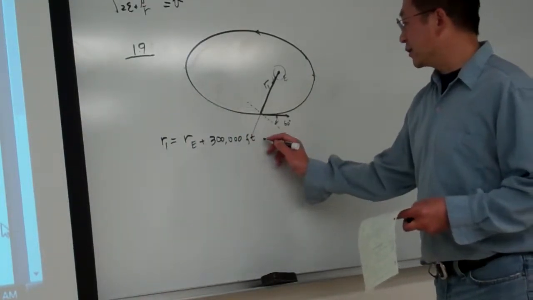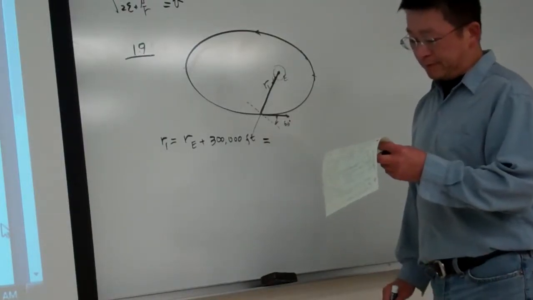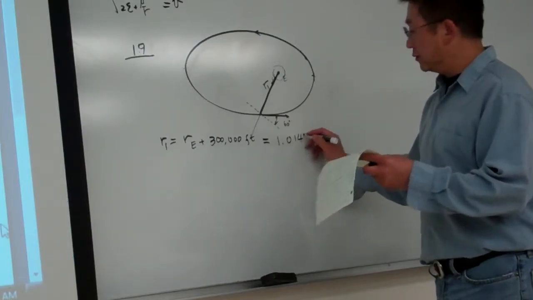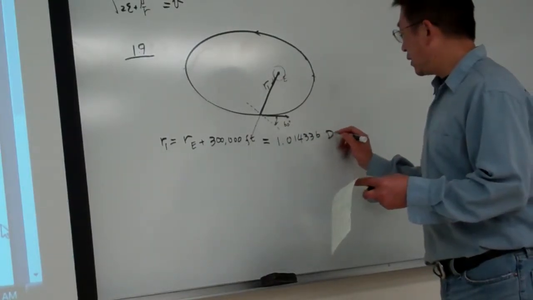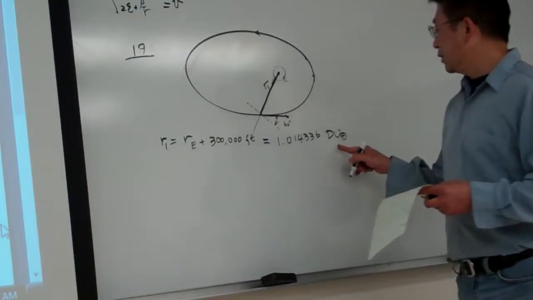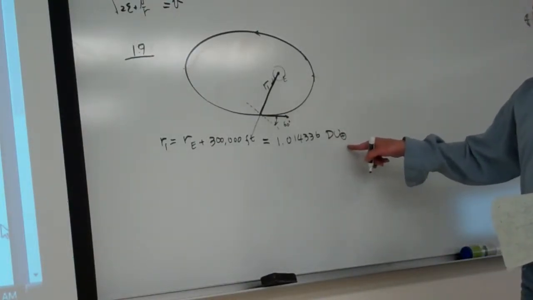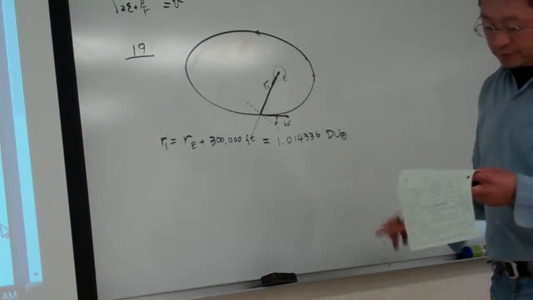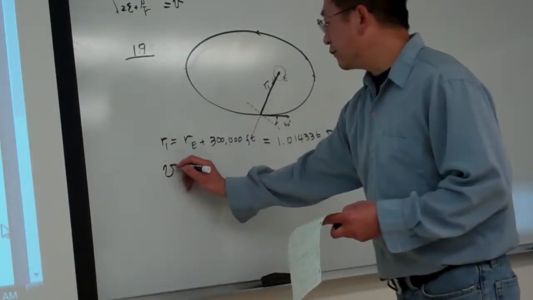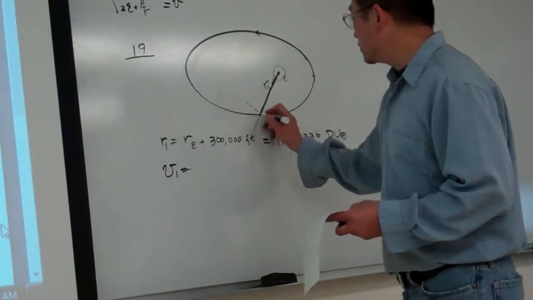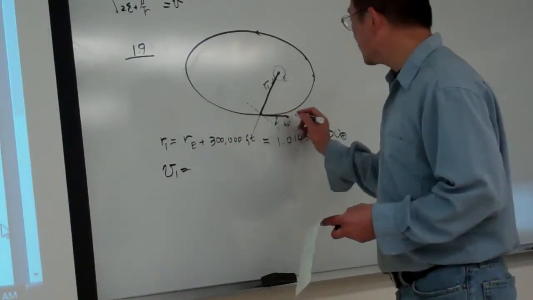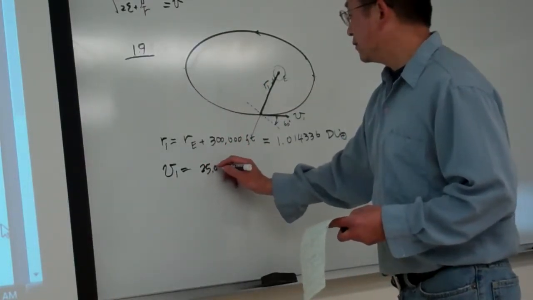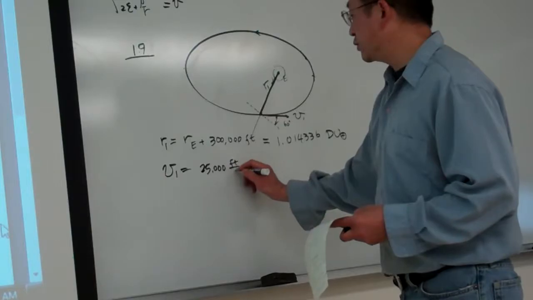Okay, so this one, let me convert it into DU. So that is 1.014336 of the radius of the Earth. Okay, the DU means I use the radius of the Earth as the 1 DU. And also the velocity at this position, this is position 1, so that is the V1 here. We are given that it is there, so 25000 feet per second.